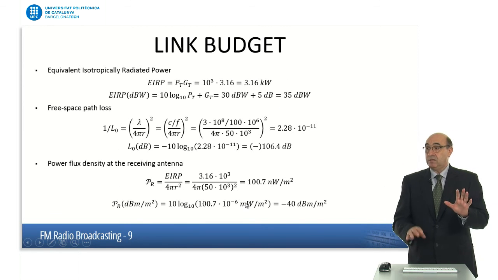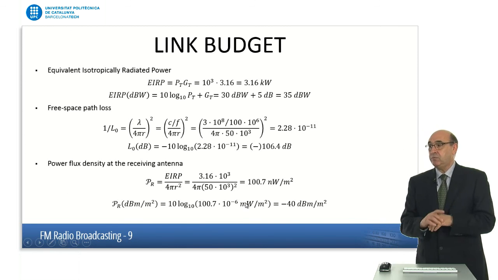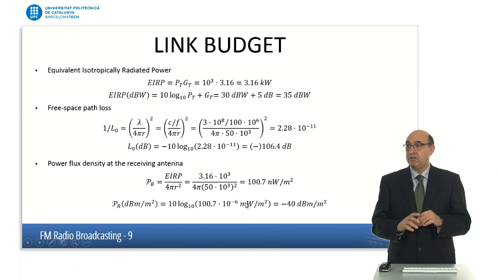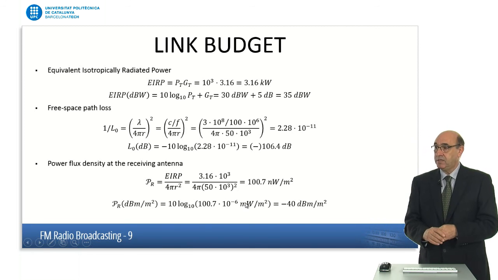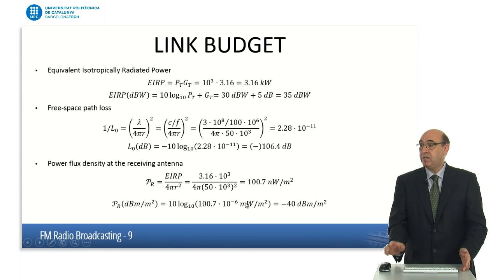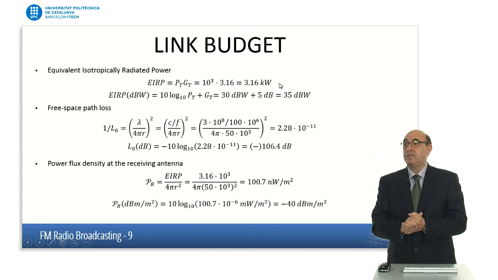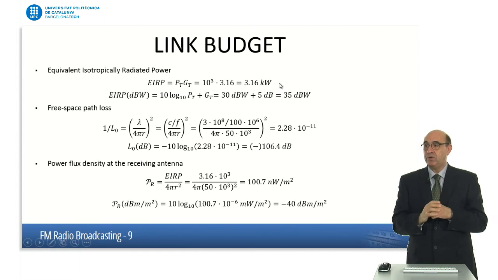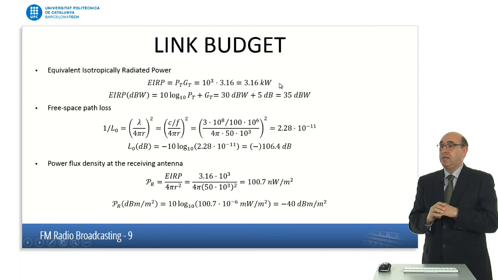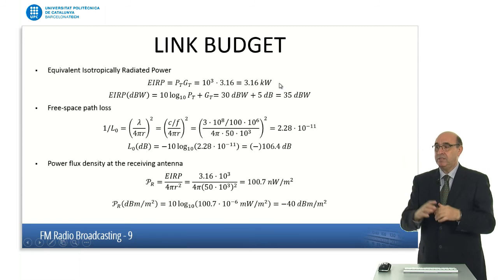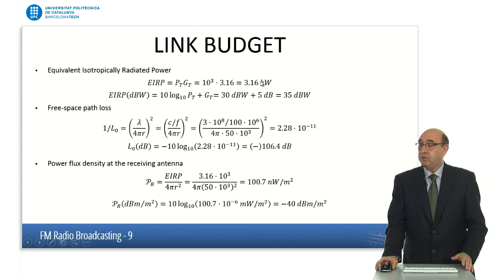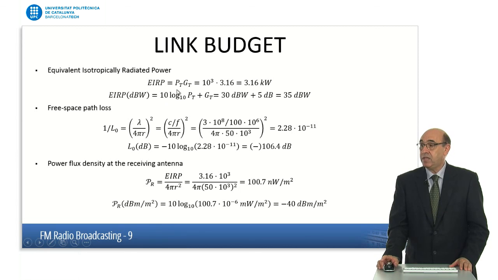Now we know the gain and the power of the transmitter, so we multiply them, and we get the equivalent isotropically radiated power. In this case, this system is equivalent to a 3.1 kilowatt isotropic antenna system. But our tower is having some directionality, not much, but it still has some. If you work this in decibels, it's 10 log the power, which is 30 dB watts, plus the gain of the antenna in dBs, 5 dBs. So this gives you 35 dB watts.